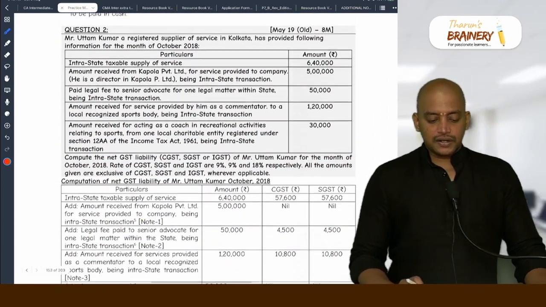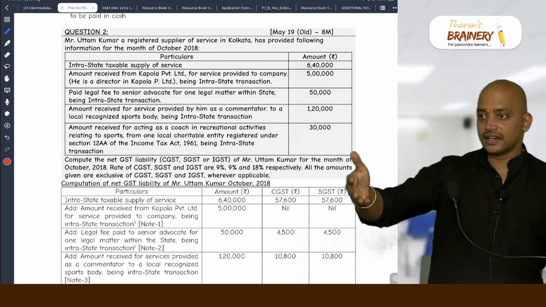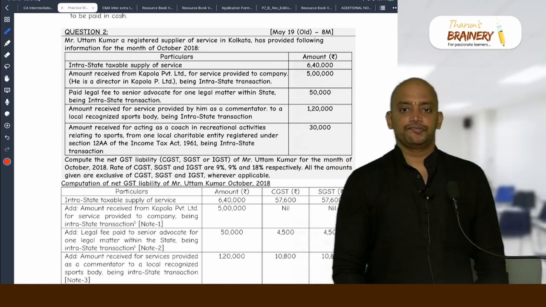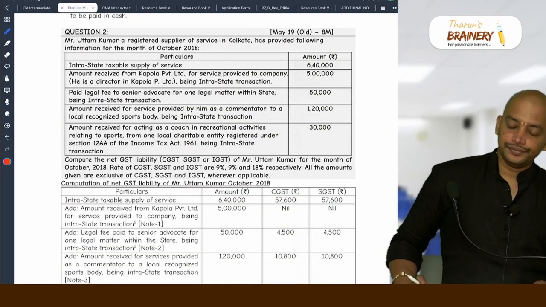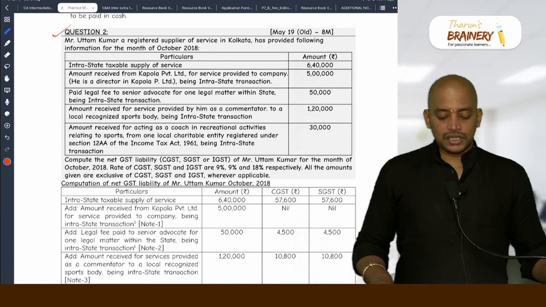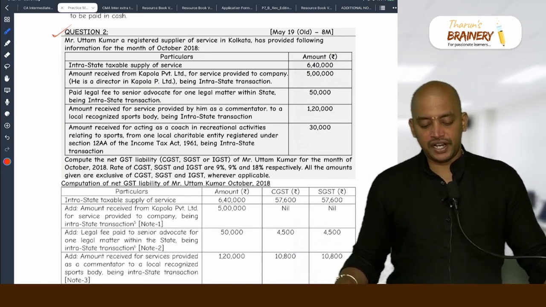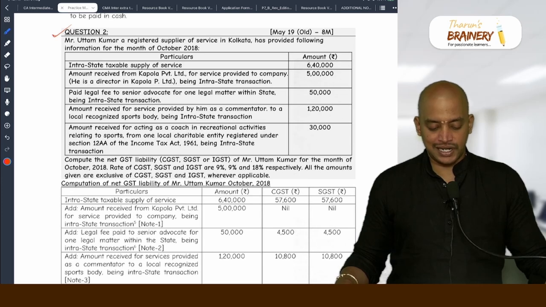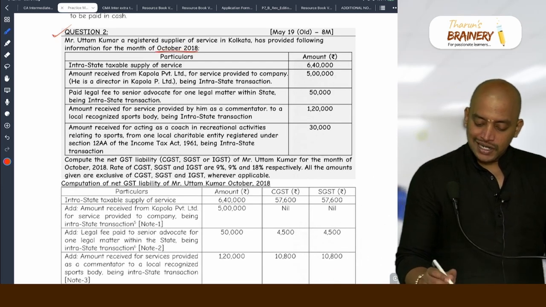Then look into this question number 2. You first read once, I'll also read again. First read once. See question number 2. Mr. Uttam Kumar, a registered person in Kolkata, has provided the following information for the month of October 2018. So this is for the month of October 2018.